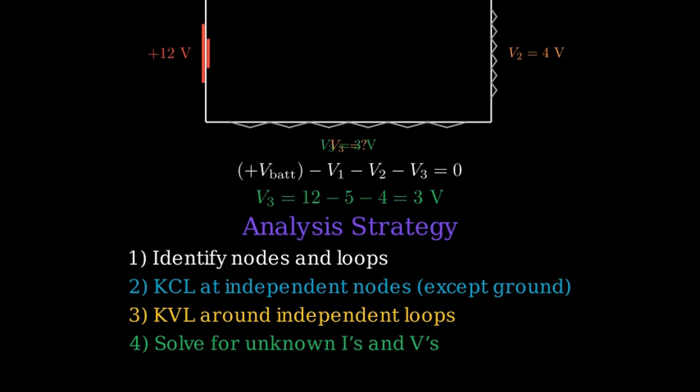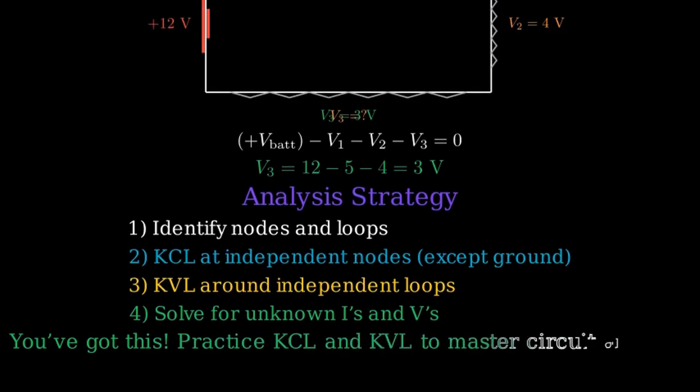Remember, KCL is conservation of charge. KVL is conservation of energy. Together, they unlock almost any circuit problem.